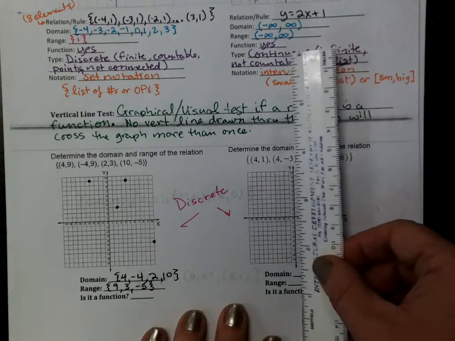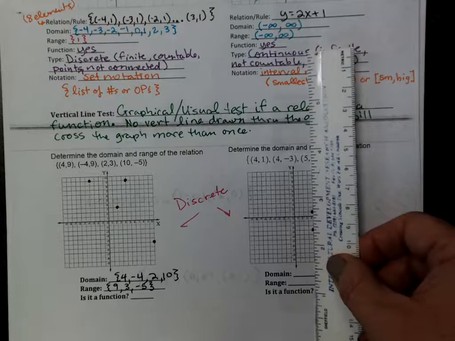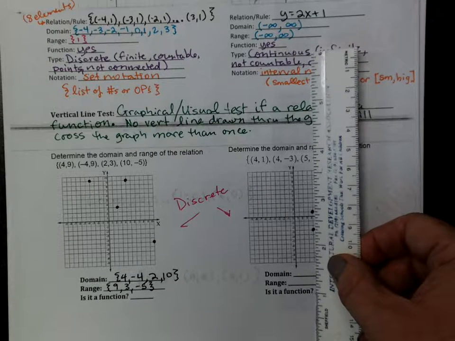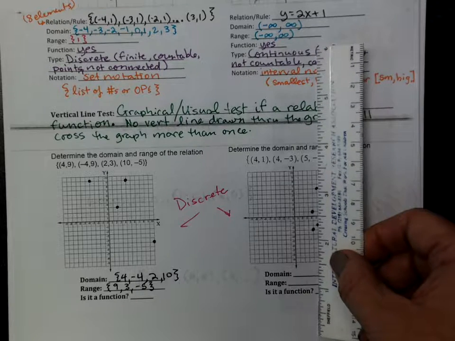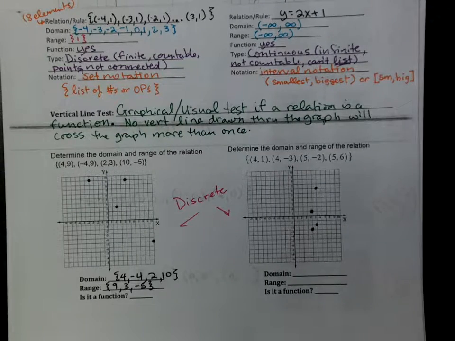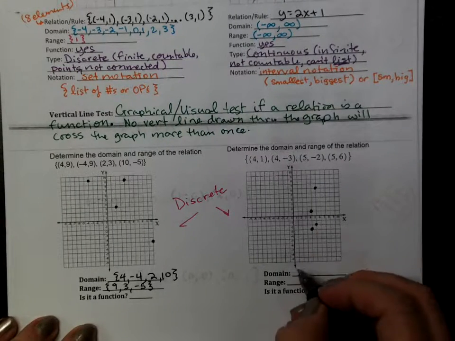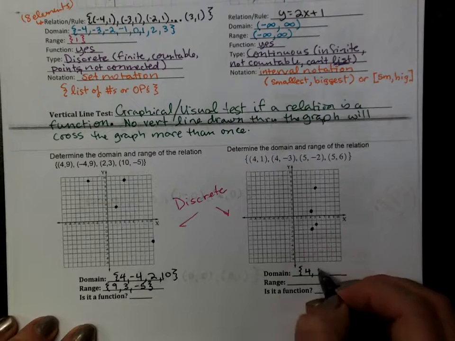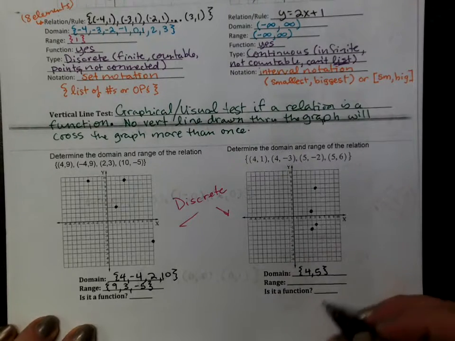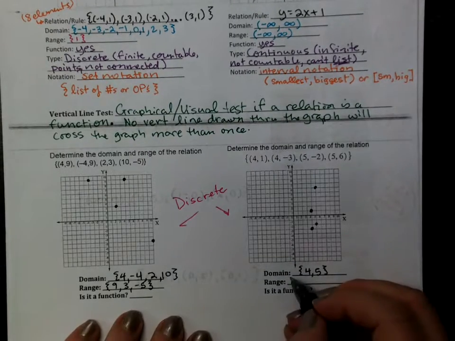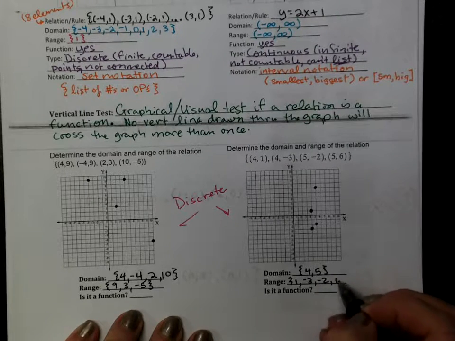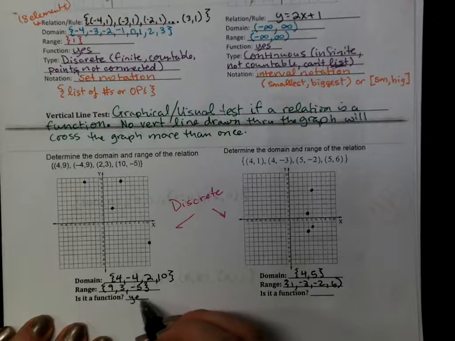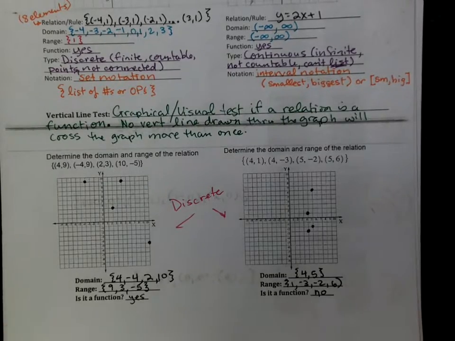What about here? Does it pass that vertical line test? No, I slide it across, and when x is 4, it could be this or it could be that. It hits the graph more than once. Doesn't matter that it happens twice. As long as it does it at least one time, it's not a function. So the domain here in this one is? There are 4 points, but only 2 elements in the domain. And the range? And function, yes. Function, no.